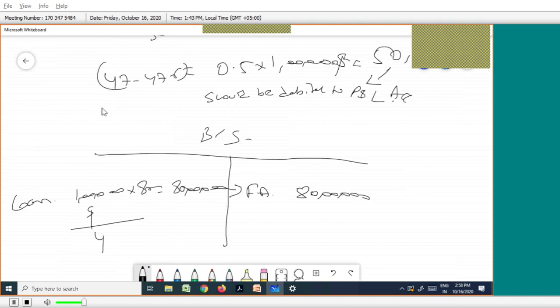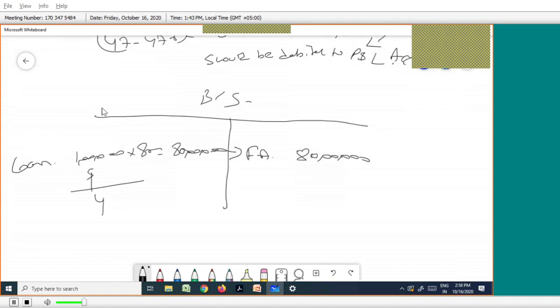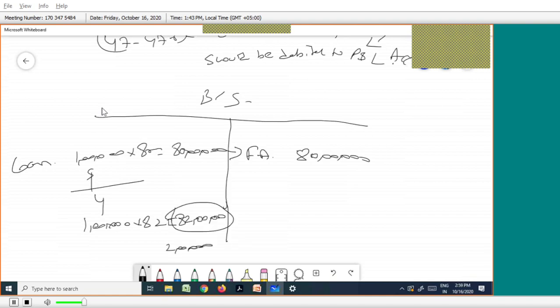Okay. So what happens after 1 year? I have to repay. But while repaying, my dollar rate becomes 82. So my total loan value becomes 82 lakhs, and I have to repay 82 lakhs to my lender. So what should I do? 80 minus 82, 2 lakh rupees should be debited to P&L account, correct? That is what we studied till now.